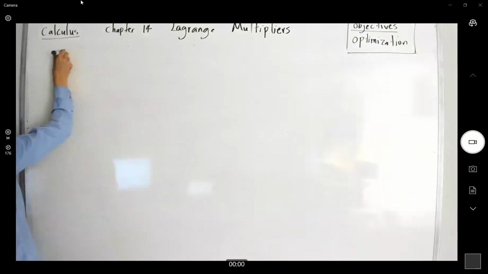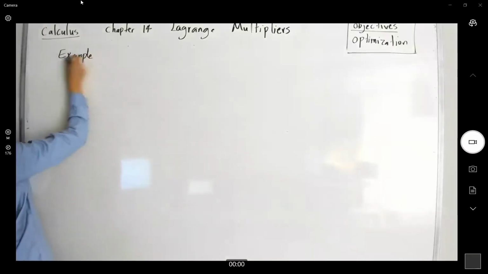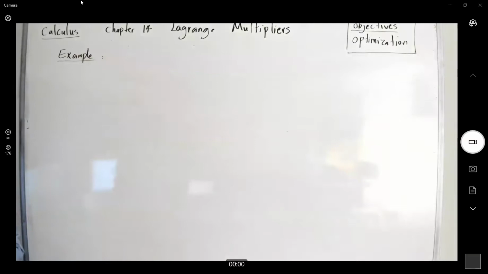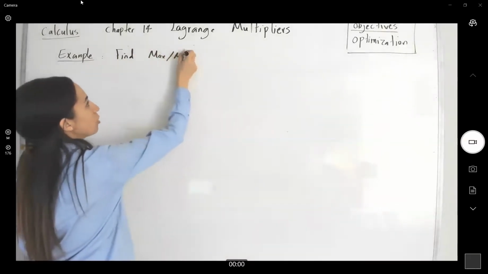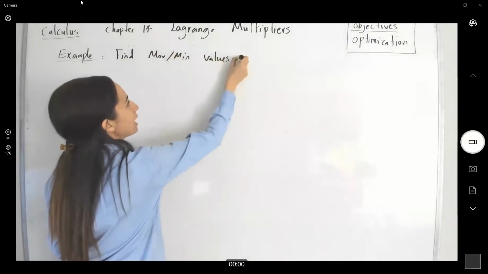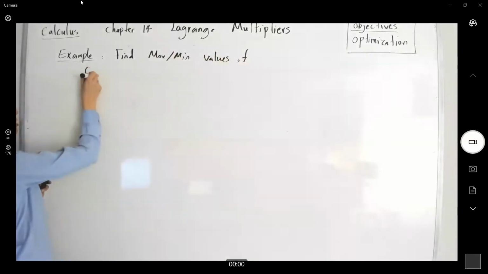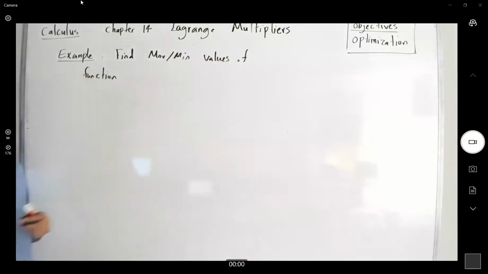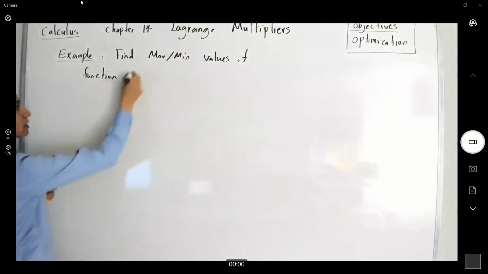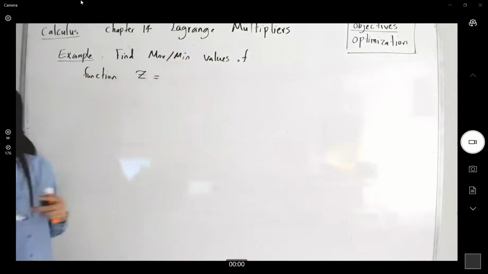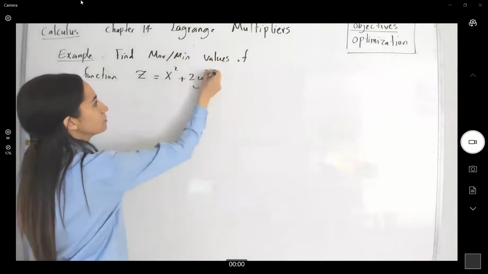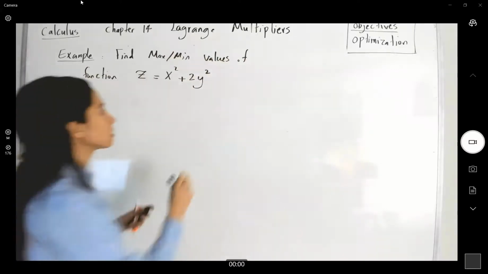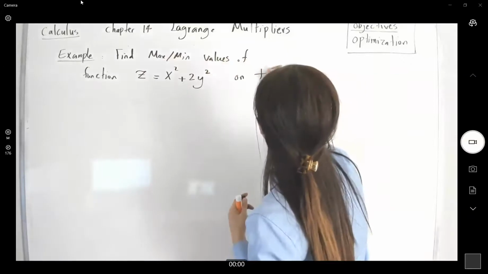Example. This example says, find the maximum and minimum values of the function. What is our function? Our function is f of x and y, z equals x squared plus 2y squared, on the unit circle.